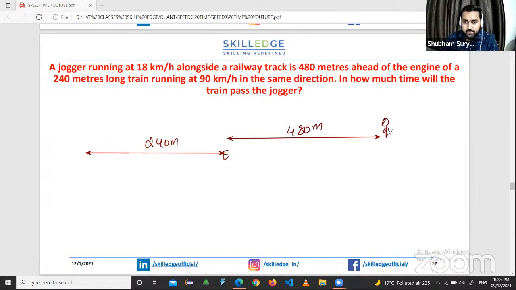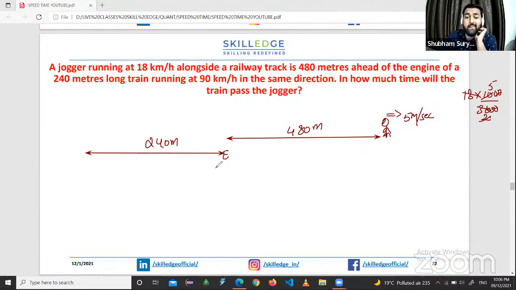It means this is the position of the jogger. He is running at 18 kilometers an hour. Let's convert into meters per second, guys. 18 into 1000 divided by 3600. Double zero goes, 18 to 36, 2 5 10. So this is 5 meters a second, guys.